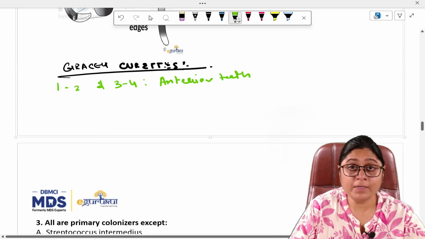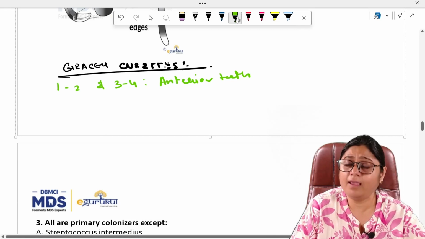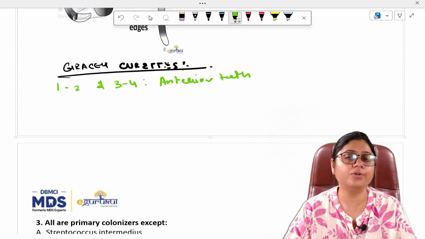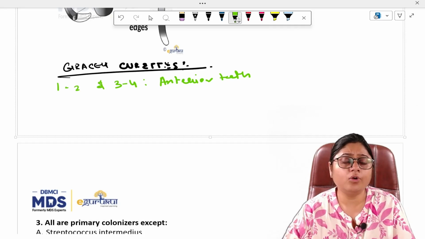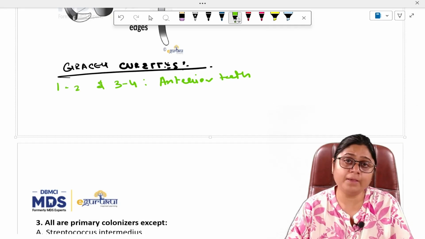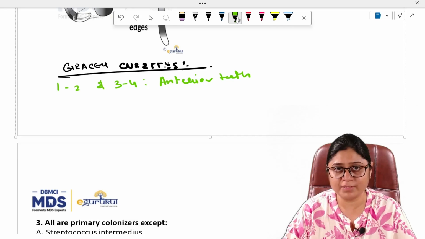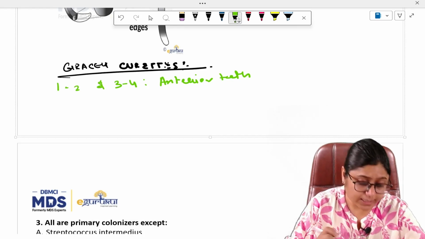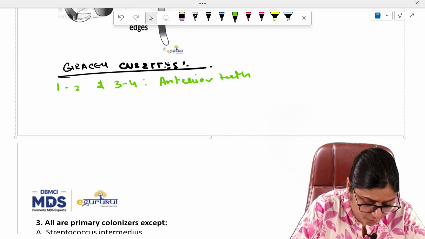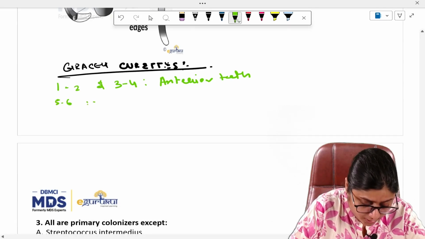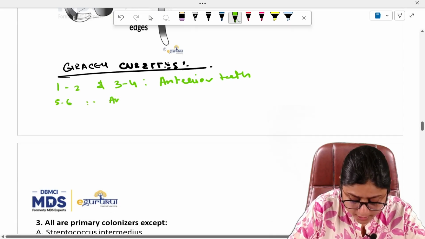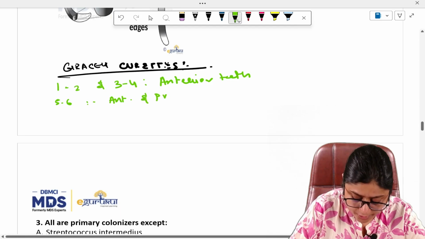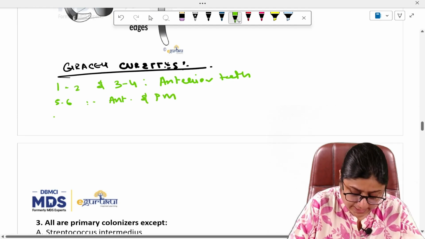This is the most commonly asked question. See, curates may say, you take any exam, whether your NEET, INI, your any PSC paper, all the papers can have a question from instruments chapter. And basically scalers and curates, they are very important. So, you must know. Okay. 1, 2, 3, 4. Then 5, 6 is for anterior teeth and premolar. Anterior and premolar. Then 7, 8, 9, 10.